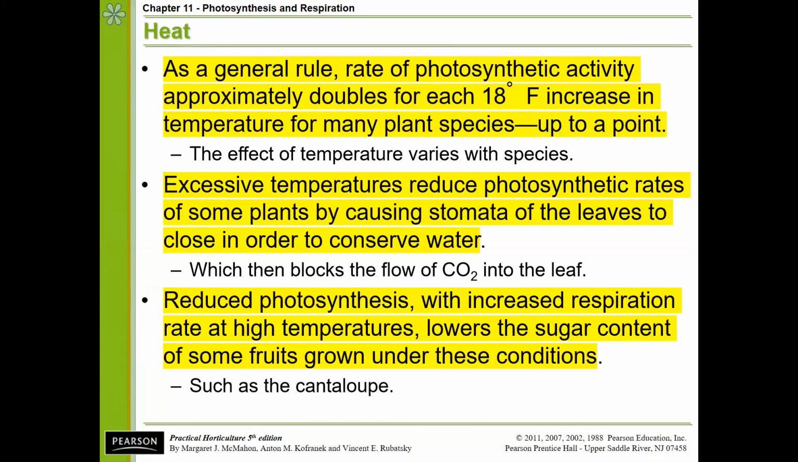I want to impress upon you guys that photosynthesis is really the main driver of all the metabolites in plants and all of the chemicals that we come to consume, and which makes fruits especially more flavorful. If we have reduced photosynthesis but increased respiration at high temperatures, that will lower the sugar content of fruits grown under these conditions. And I don't know if you guys have ever experienced this, but anybody ever try to grow cantaloupes or other sweet melons?